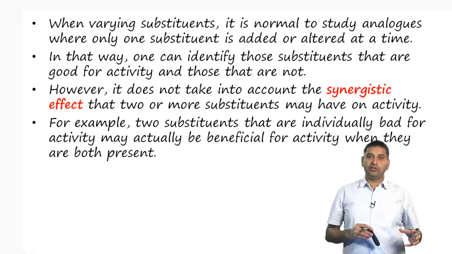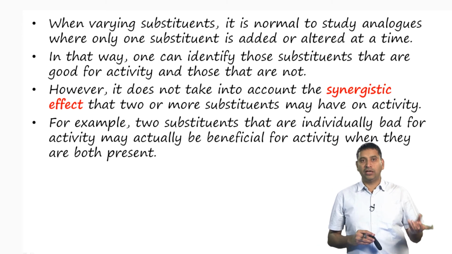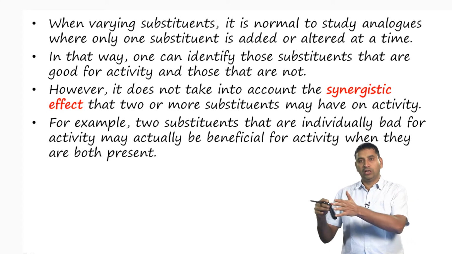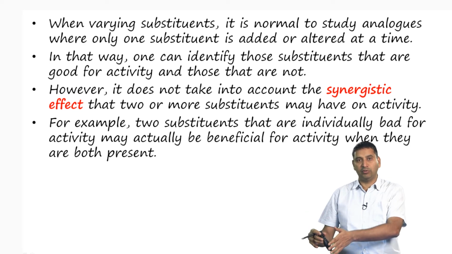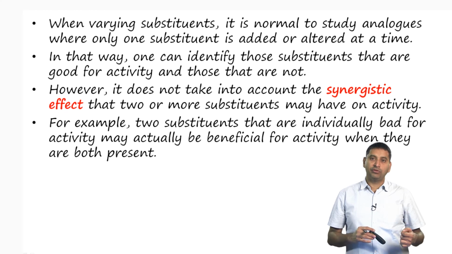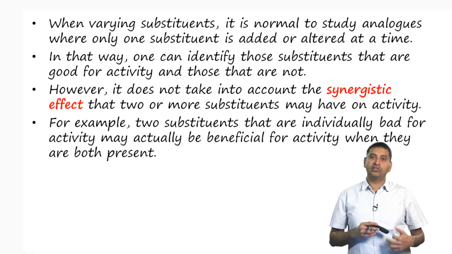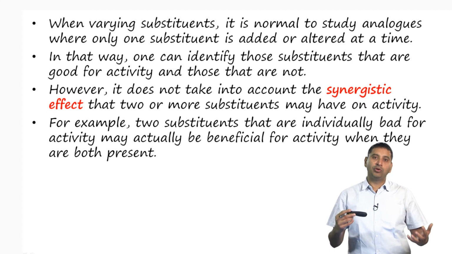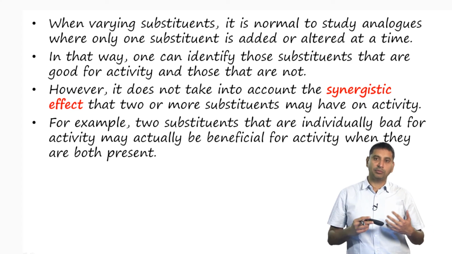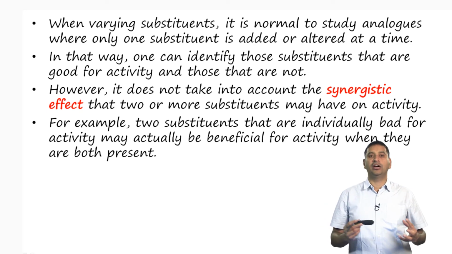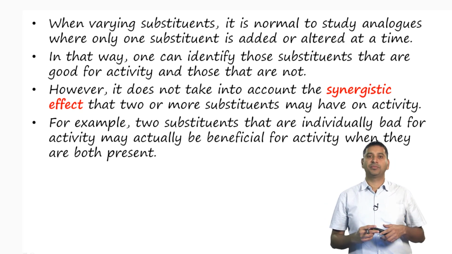But when we are varying substituents, it is normal to study analogues where only one substituent is added. Okay. So, when we are trying to figure out variation, one would do it in a very systematic way, that is, we vary one functional group at a time. But sometimes when two different groups are varied, it can result in what is known as a synergistic effect. Okay. So, both the groups may not contribute much or may not have a substantially increased activity individually, but when you place them together, they are going to have a stronger effect.